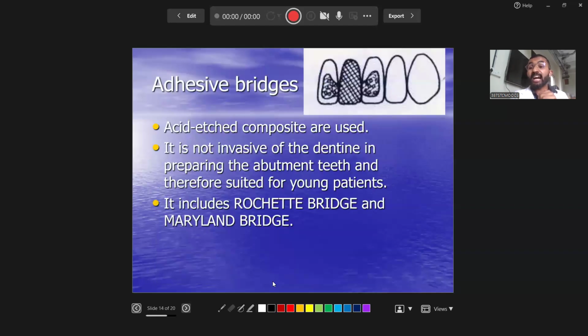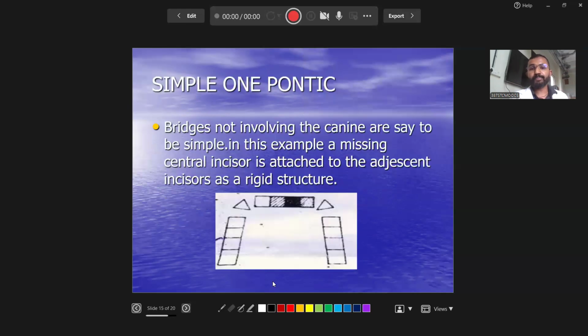The last one is called the adhesive bridges. Traditionally, what we do is reduce the tooth size, followed by making the measurement and replacing it. Instead of that, in adhesive bridges we etch the lingual area, take the impression, and then cement it. That's called an adhesive bridge. There are mainly three types: Rochette bridges, Maryland bridges, and Virginia bridges. They differ in how we do it, and that's why we have different names.